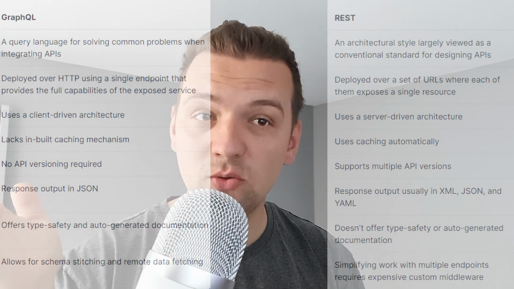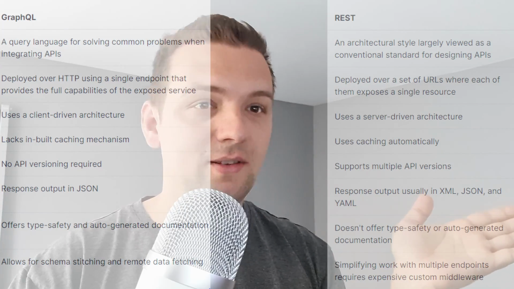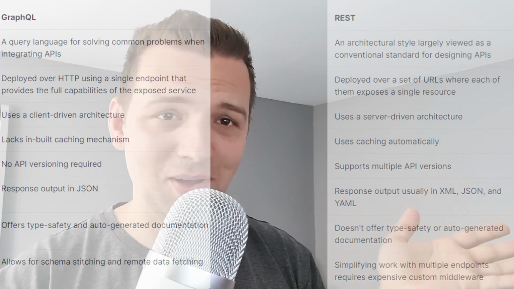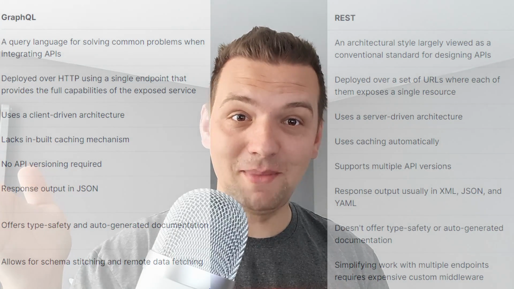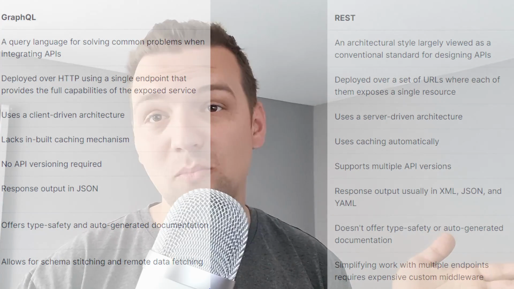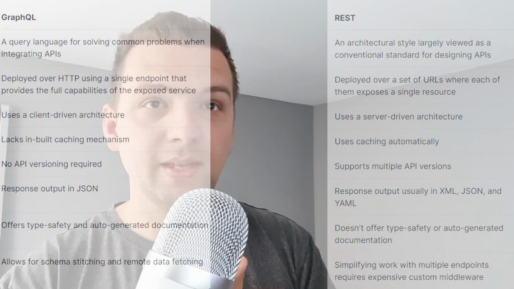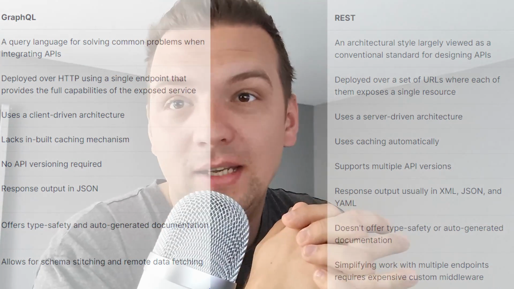GraphQL has the response output in JSON. REST API has the response output in XML, JSON, YML files, and so on. GraphQL allows for schema stitching and remote data fetching. REST simplifying work with multiple endpoints requires expensive custom middleware. So, which one should you choose? I don't know, honestly. Whatever works for your project and your team, let's say. But this is my take on the GraphQL versus REST API war.